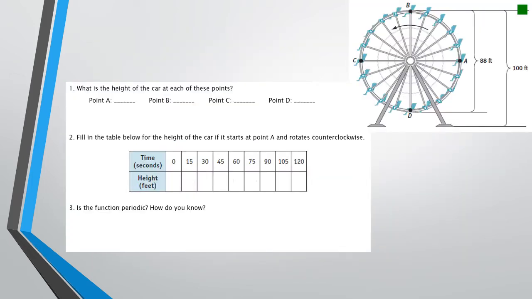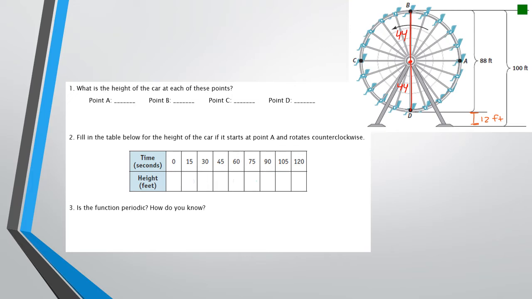All right, so we've got our Ferris wheel picture kind of off to the right. I want to add in a few labels that we did on the previous slide. So remember that this is 12 feet off the ground. We also figured out that the diameter is 88 feet, but that means that the radius in each direction is 44 feet. All right, so now question 1 is saying, what is the height of the car at each of these points?